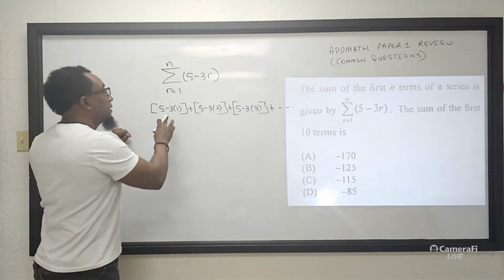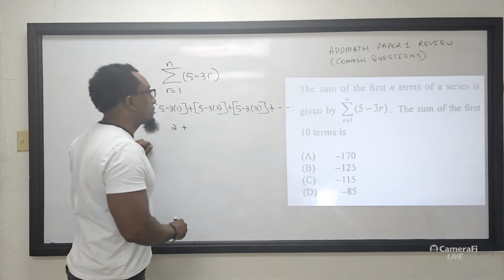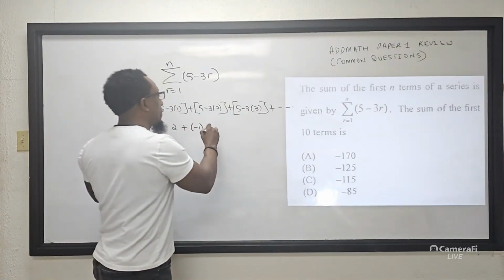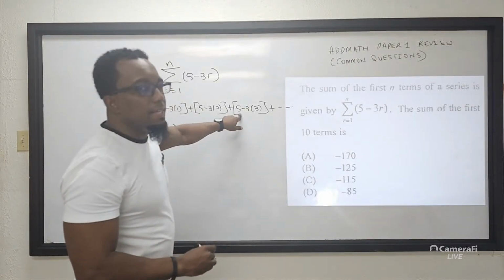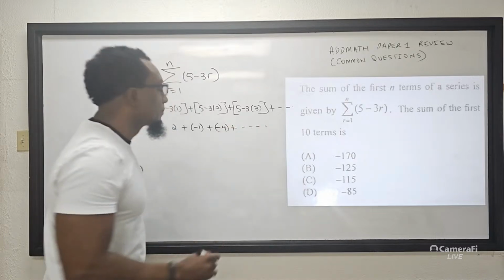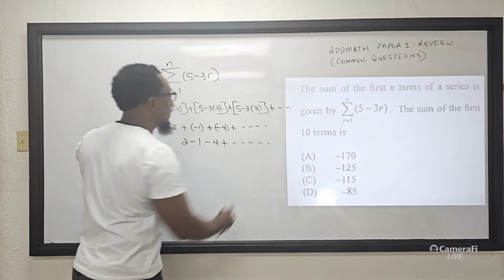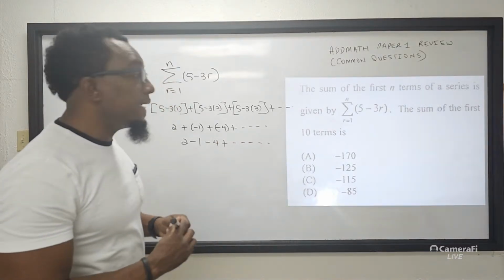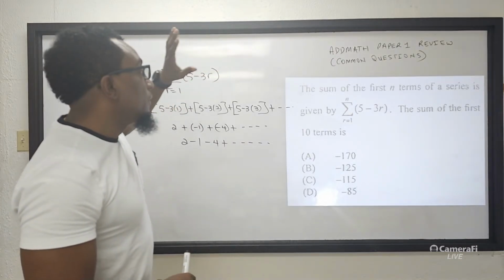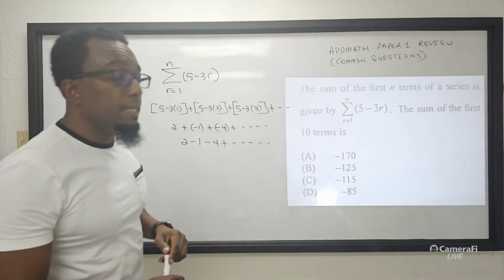So this is the same as 5 minus 3 is 2, plus 5 minus 6, 5 minus 6 is negative 1, plus 5 minus 9, that's negative 4, plus dot dot dot. So this is the same as 2, subtract 1, subtract 4, plus dot dot dot. Now we want to find the sum to 10 terms. Now like I said, you can simply use your formula and go all the way down to the 10th term and you add up all your terms to get the sum to 10 terms.